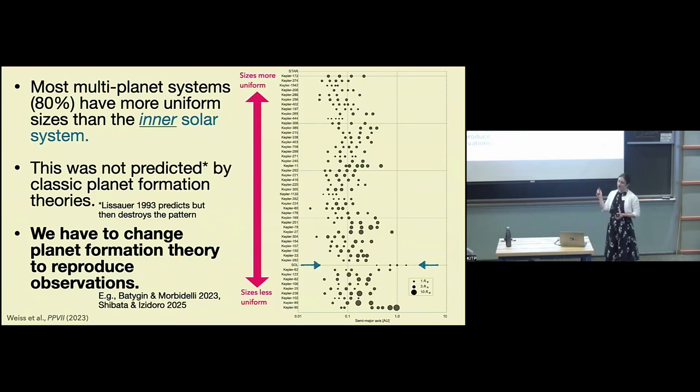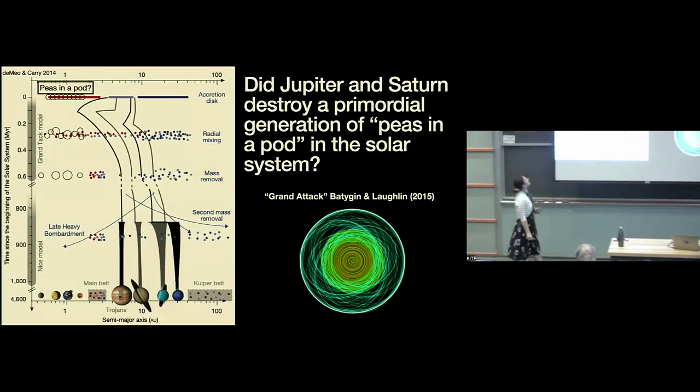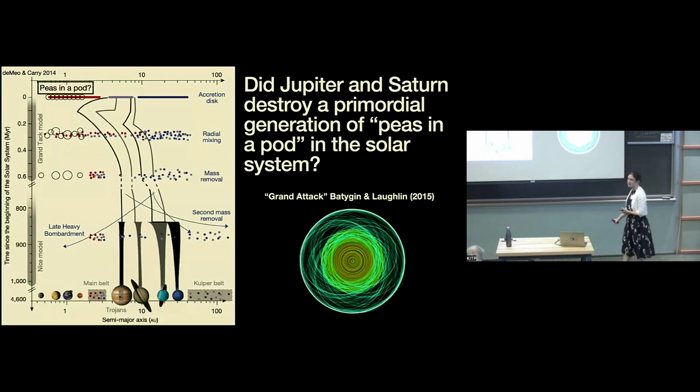So I'm going to be a little retro for a moment and bring back a really cool idea. Sean Raymond and others here have worked a lot on the grand tack, which is this intricate dance that Jupiter and Saturn do during the early solar system. And this gorgeous review figure has, you might notice at time equals 0, a whole bunch of similarly sized and regularly spaced protoplanets, kind of like peas in a pod, that then get destroyed by Jupiter and Saturn.